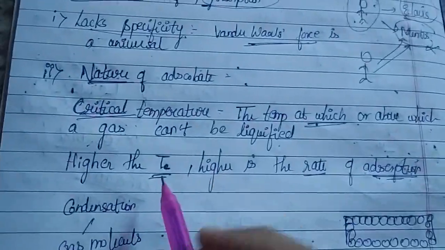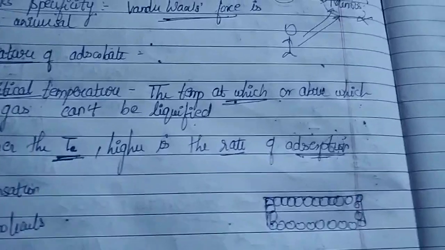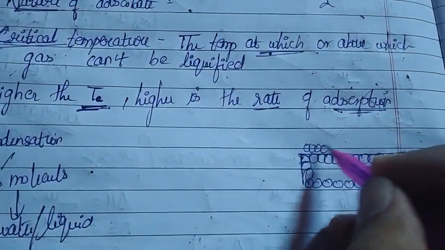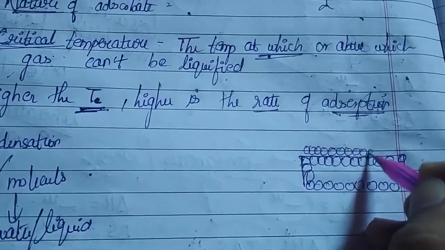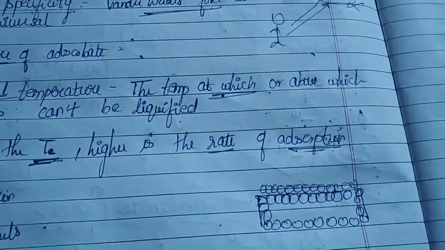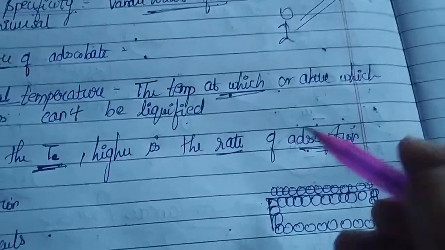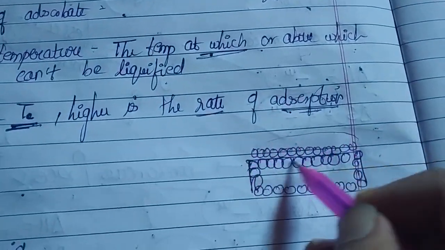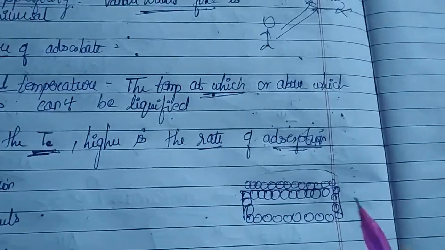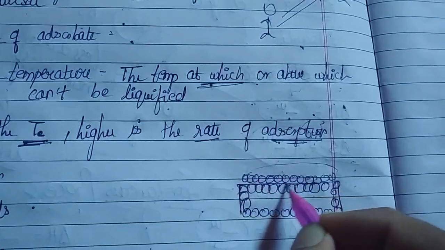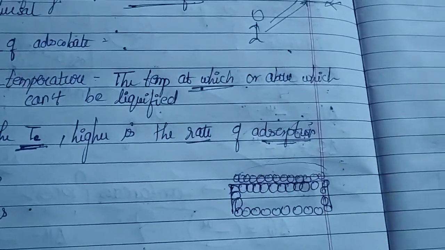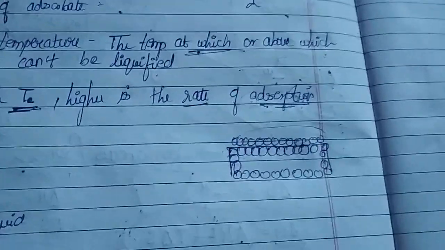Now what happens when the critical temperature is high? Of course, the molecules come and sit on the surface of this solid. So the higher the critical temperature, we have the time to accumulate these gas molecules on the surface of the solid. Then they try to condense and they bind to the solid surface very tightly.